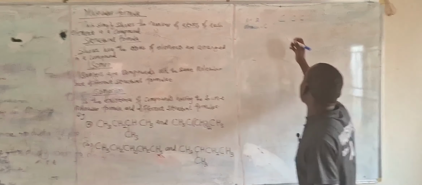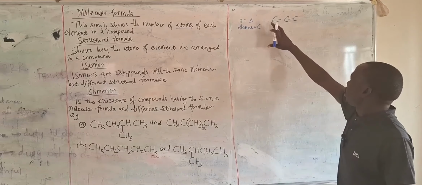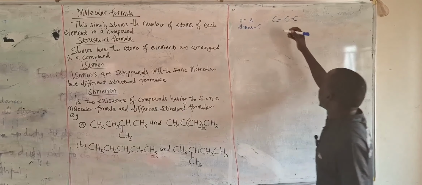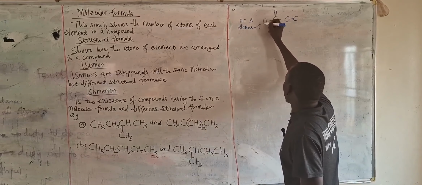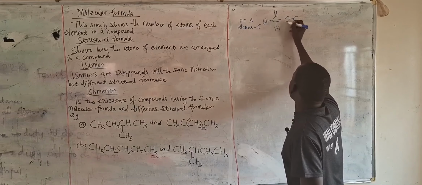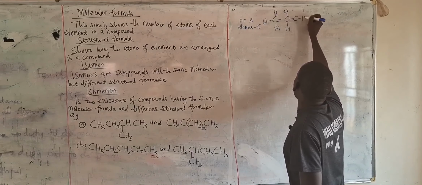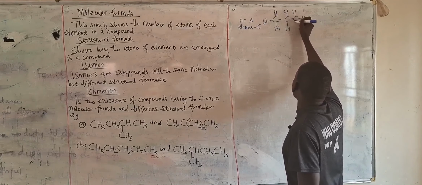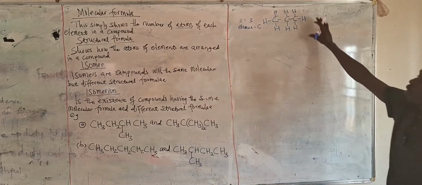Also, when carbon is bonded to hydrogen, we call them hydrocarbons. Here we shall be in a position to have hydrogen, hydrogen, hydrogen, and also hydrogen. And here we shall have a hydrogen, a hydrogen, and here a hydrogen. Now, this one is the structural formula.